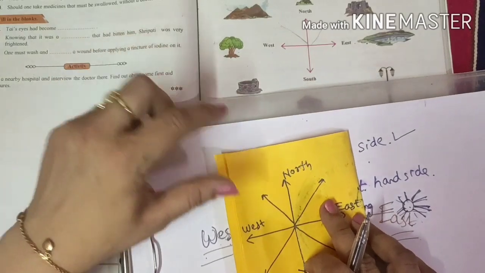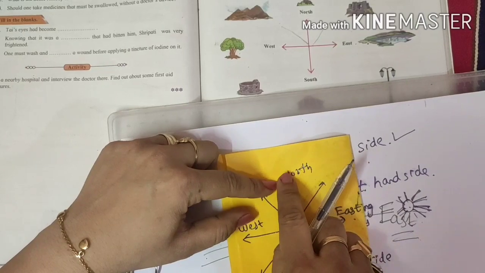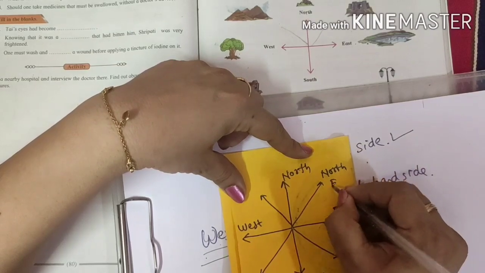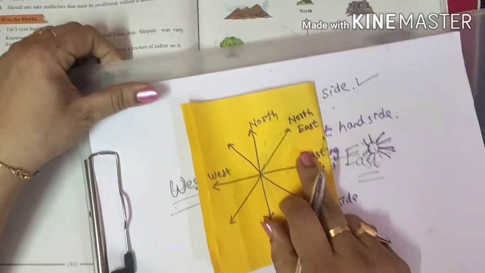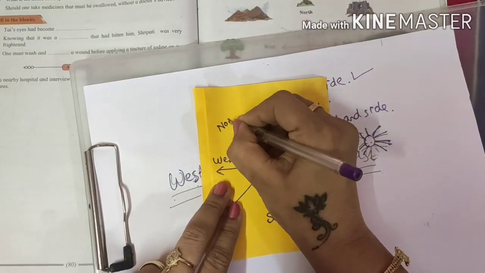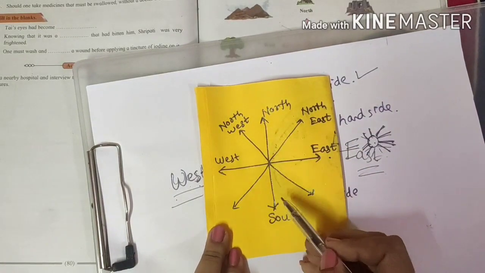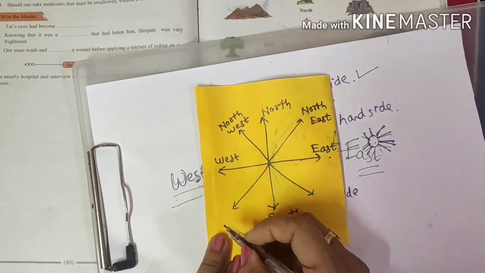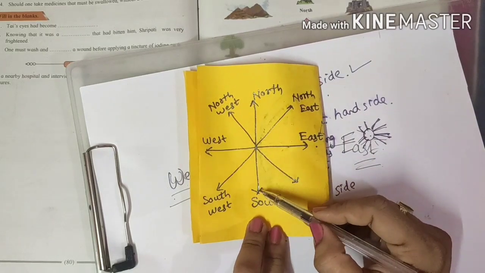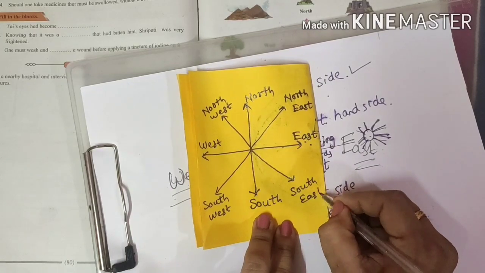See, you can see here north and east. Between these two directions, between north and east, the direction will be northeast. In the same way the direction between north and west will be northwest. This is your northwest direction. Same way here, the direction between south and west will be southwest. And the direction between south and east will be your southeast direction.